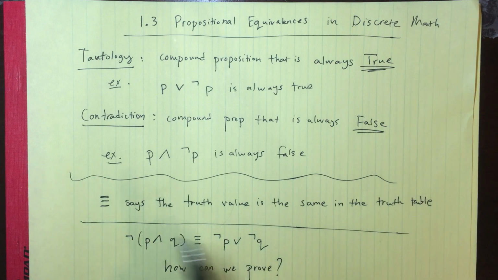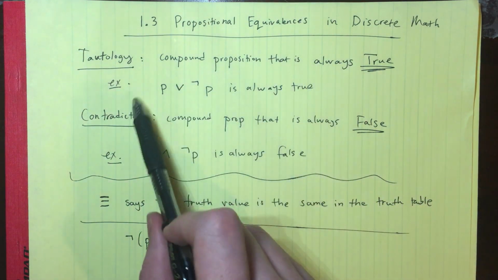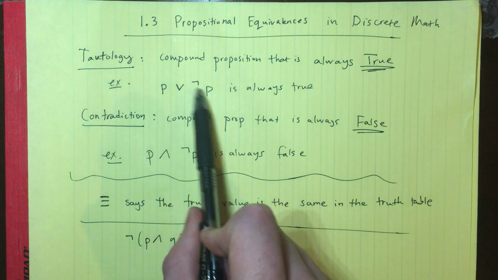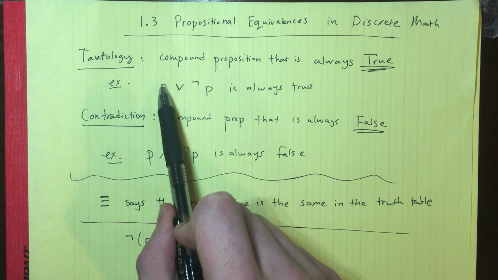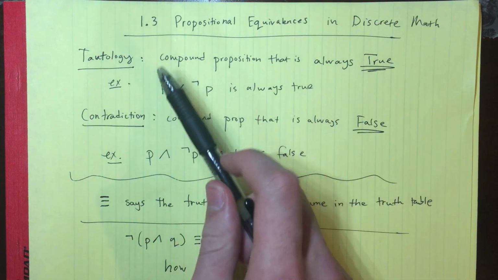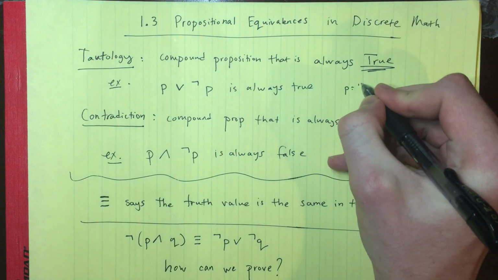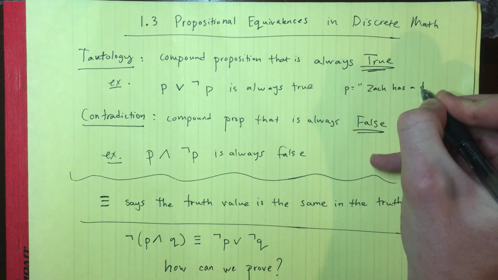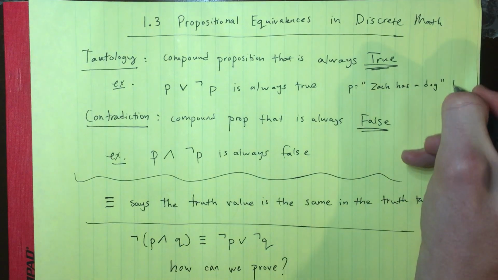So first of all, a tautology is a compound proposition that is always true. So it's always going to be true, no matter what proposition you give here. This is just an example; you can find more online. Say your proposition P is: Zach has a dog. Okay, this is true. I have a dog. So this is going to be true.